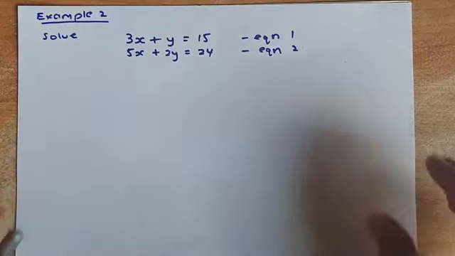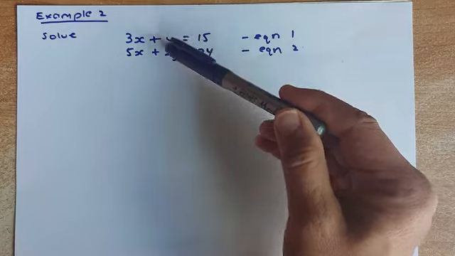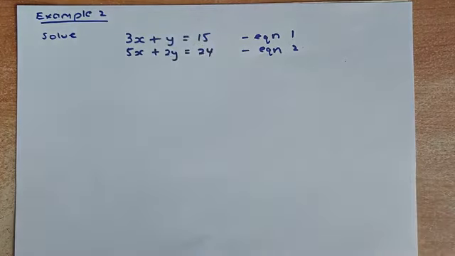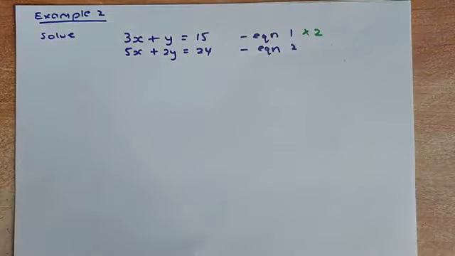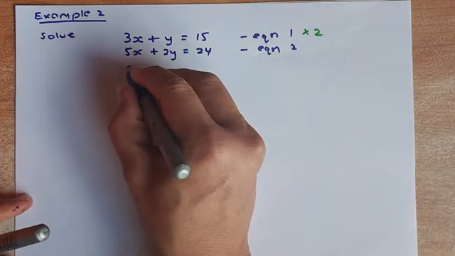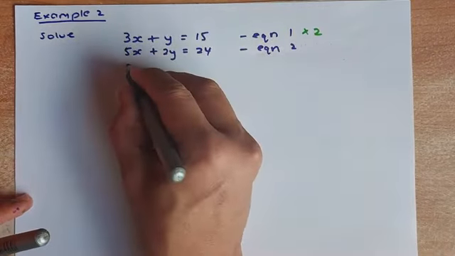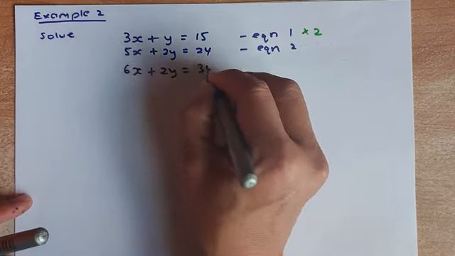We shall look at another example. This time is a little bit harder. Now the coefficients of x and y are different. If you see, the coefficient of x is 3 and 5, and the coefficient of y is 1 and 2. So you have to make the same coefficient. The first step I would recommend is to multiply this by 2 so that equation 1 now becomes 3x times 2 is going to be 6x plus 2y equals 30.